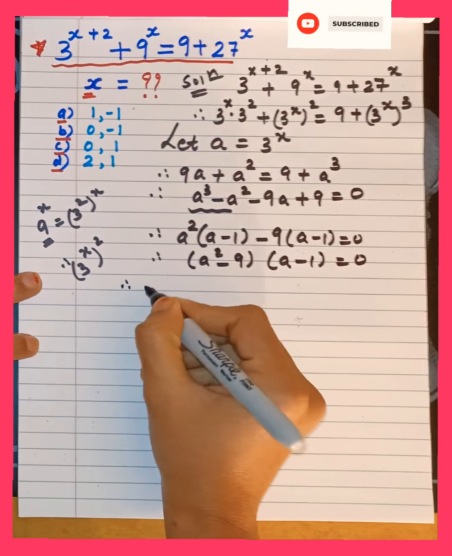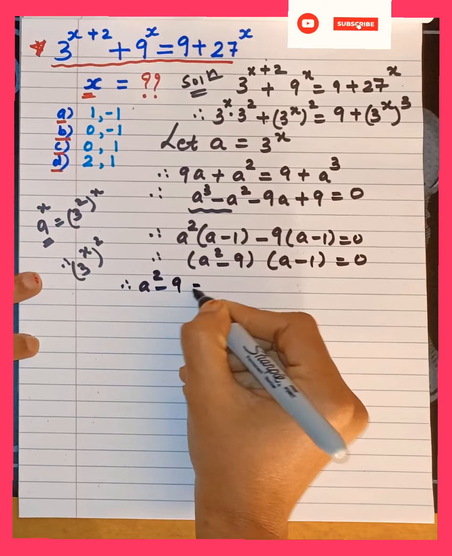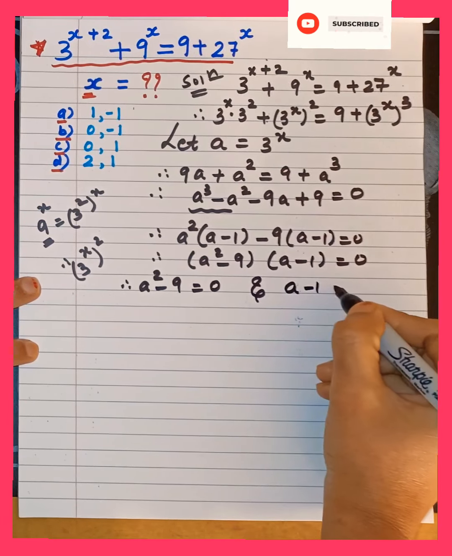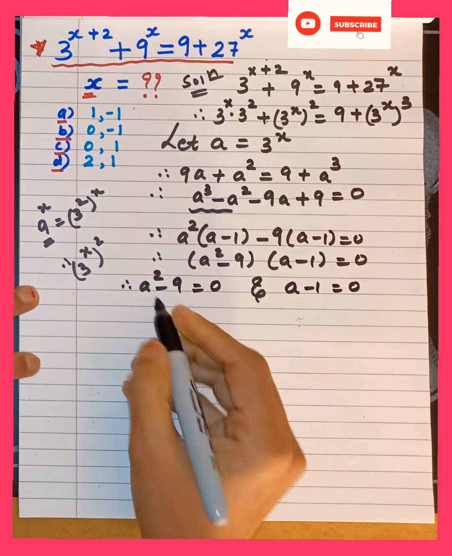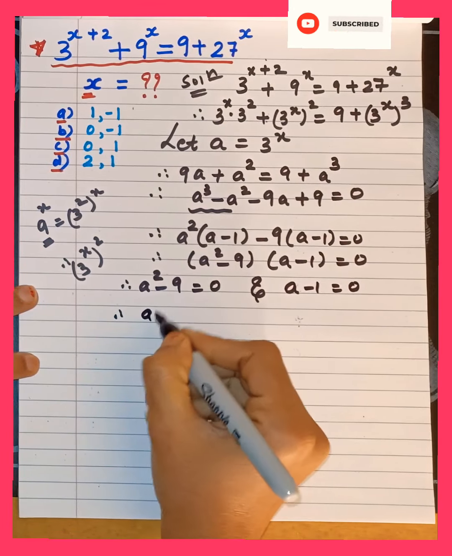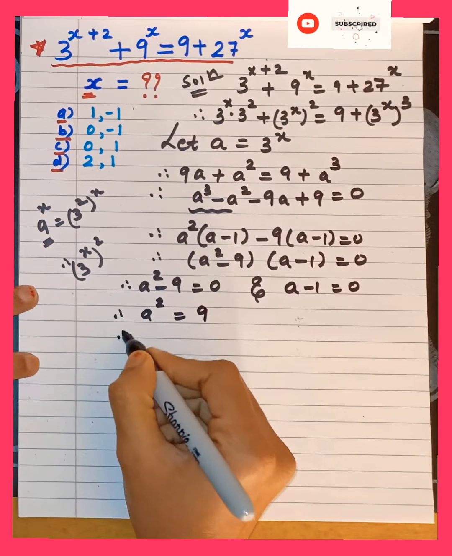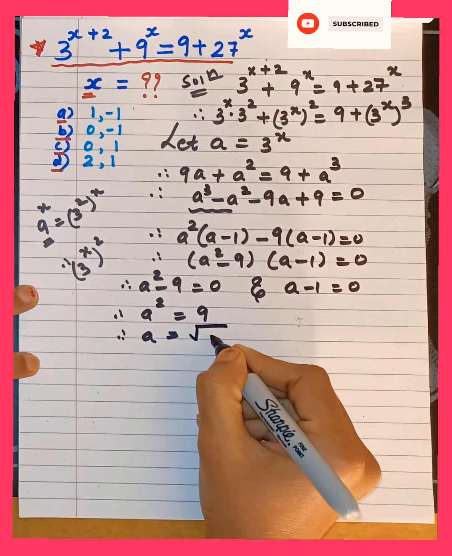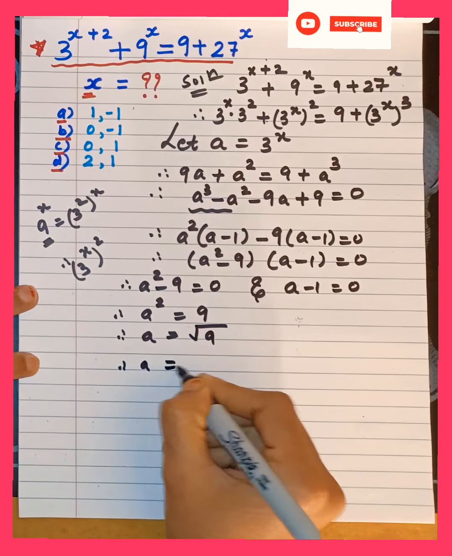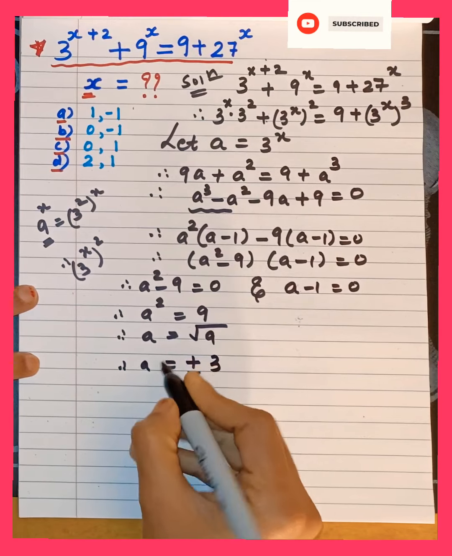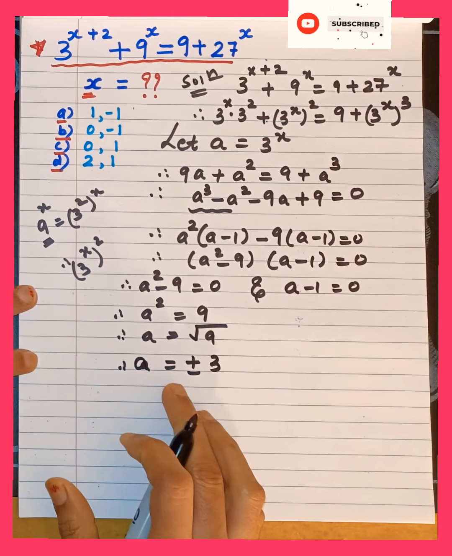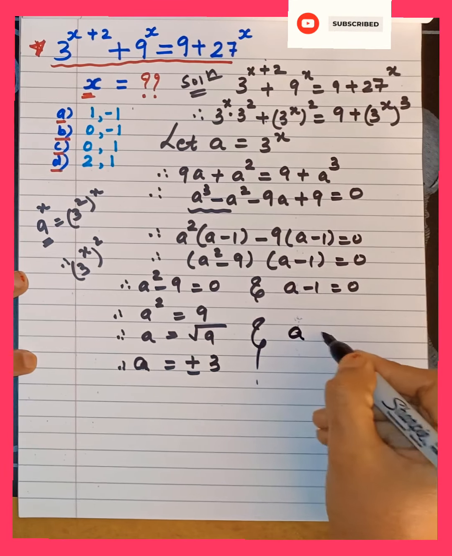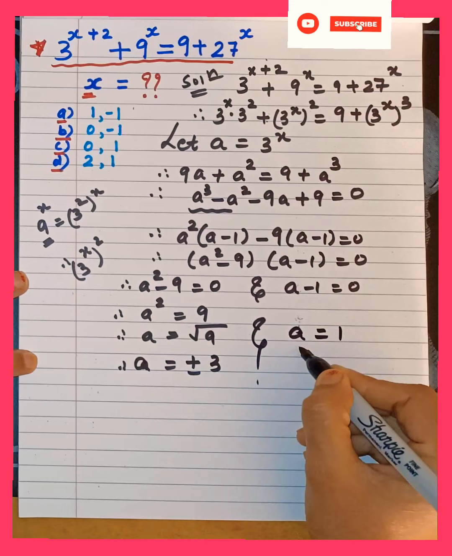Now again separating this, we will get two equations. We will get a square minus 9 equal to 0 and a minus 1 equal to 0. Now solving this, a square will be equal to 9. So a will be equal to square root of 9, so a will be equal to plus or minus 3. And on this side, if you shift 1 here, you will get a equal to 1. So you are getting this.